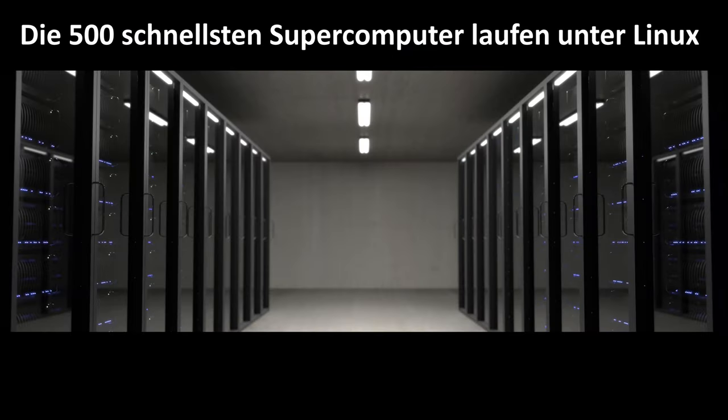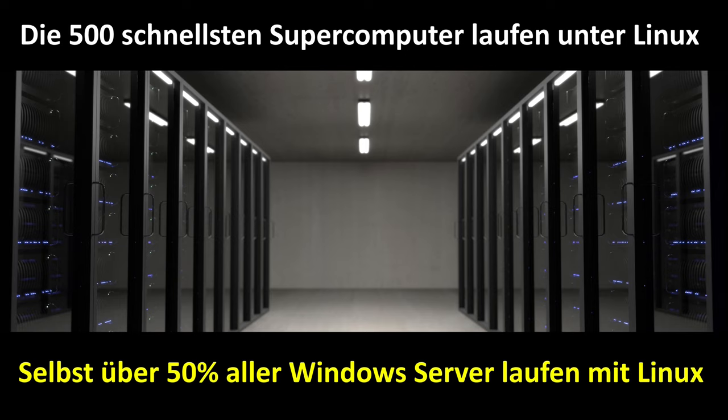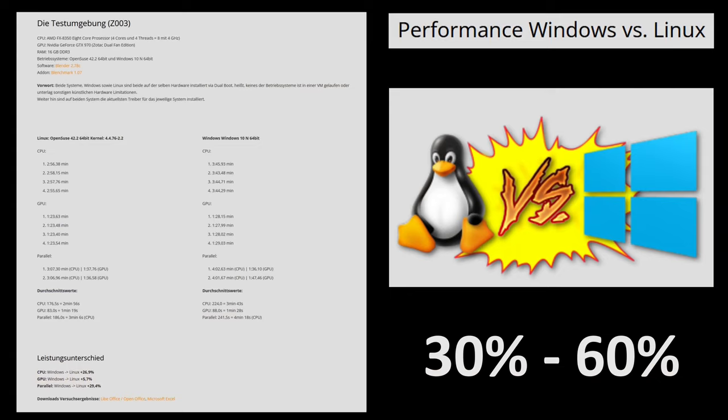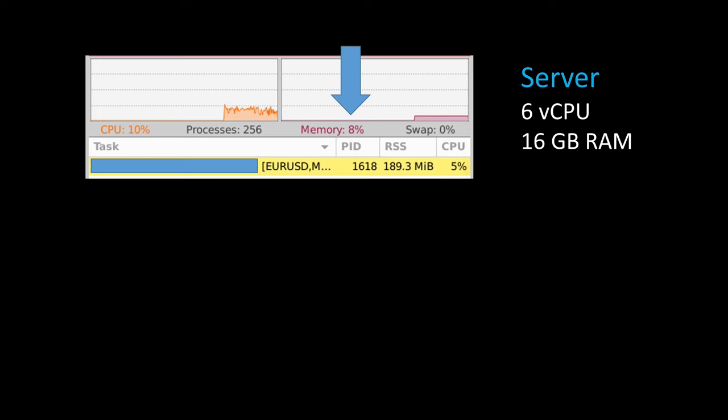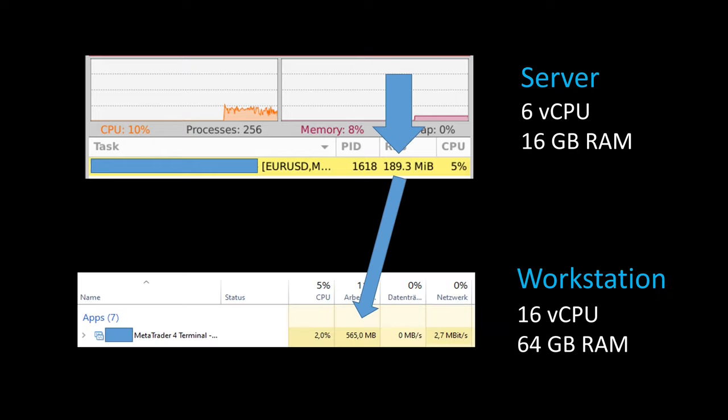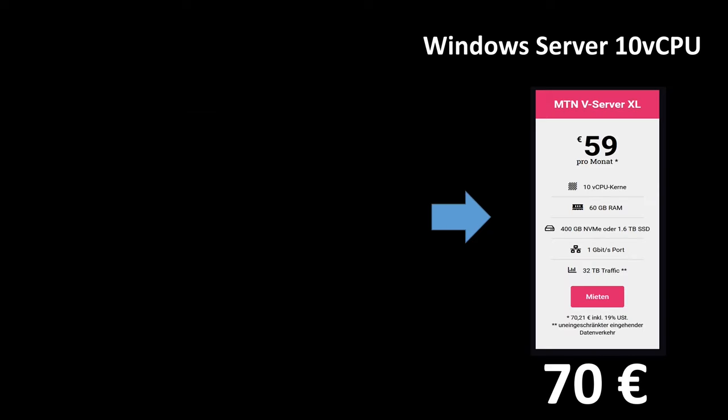The supercomputers currently included in the top 500 list, i.e., the world's fastest systems, run exclusively on Linux. Incidentally, over 50% of all Windows servers worldwide also run on Linux. The reason is simple, because Linux servers are faster than Windows servers. On average, the Linux servers have a speed advantage of 30 to 60%. On my Linux server, my tick chart requires 189 megabytes of RAM and even 565 megabytes under Windows.